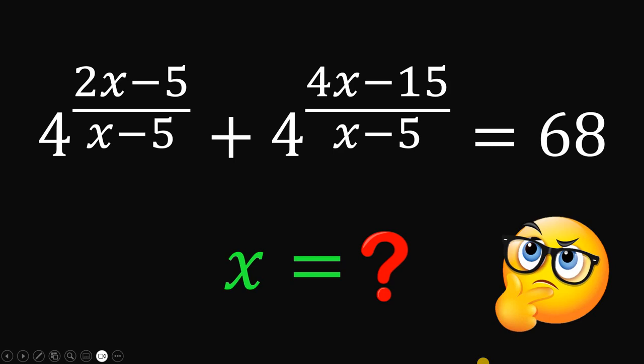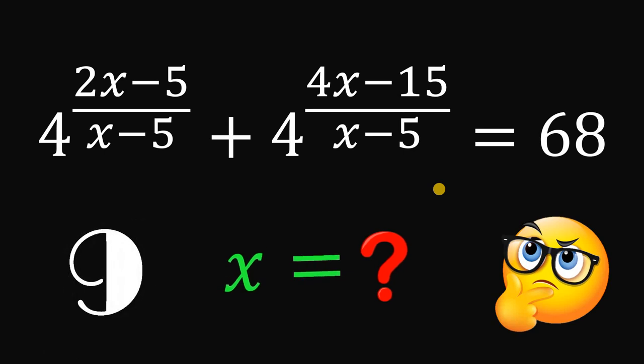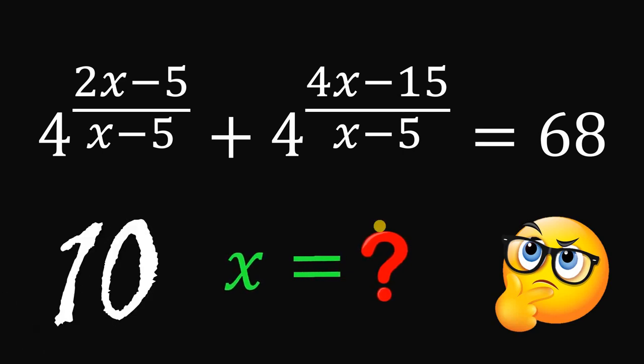Can you solve this algebra challenge? Here's the question. Solve for the real value of x that satisfies this equation: 4 raised to the power of (2x minus 5)/(x minus 5) plus 4 raised to the power of (4x minus 15)/(x minus 5) equals 68. Now you can pause this video if you want to give this problem a try.